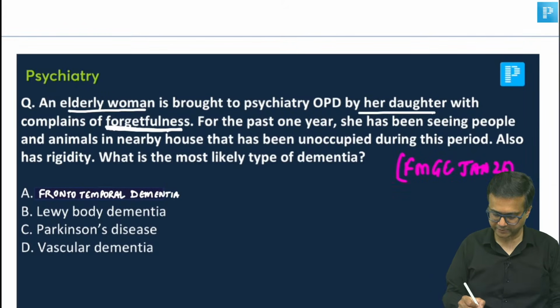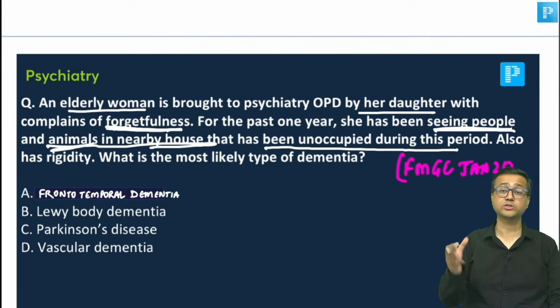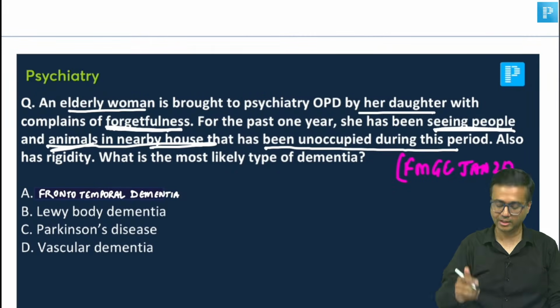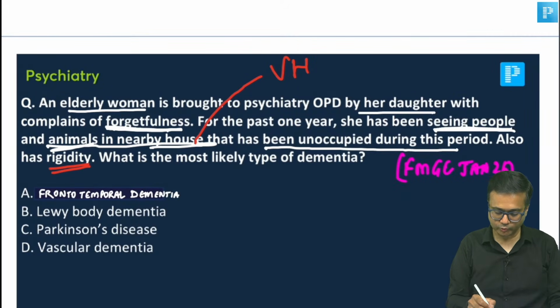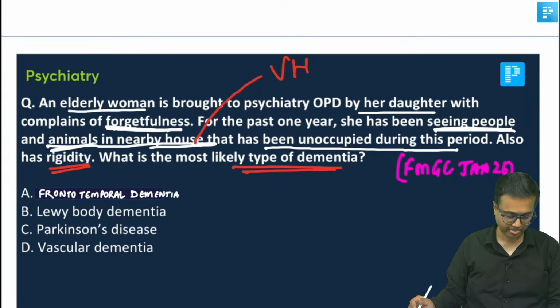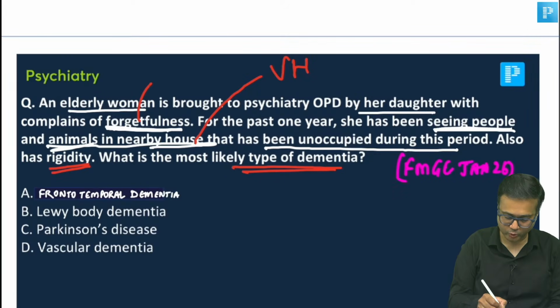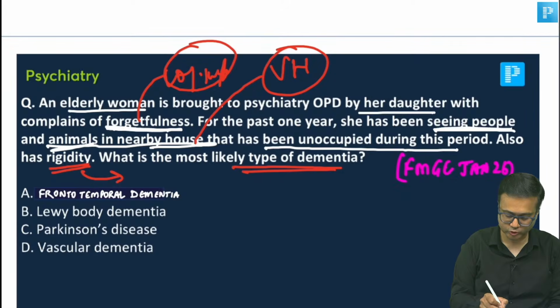For the past 1 year, she has been seeing people and animals in a nearby house that has been unoccupied during this period. So she is seeing things not seen by others. So can I say the patient has also developed a bit of visual hallucination, and also now she has developed rigidity. You have to tell me most likely diagnosis. But can you appreciate? Beta, look again, it is not frontotemporal dementia. Beta, look, patient has developed cognitive impairment, visual hallucination, and patient has also developed motor features like tremors, rigidity.